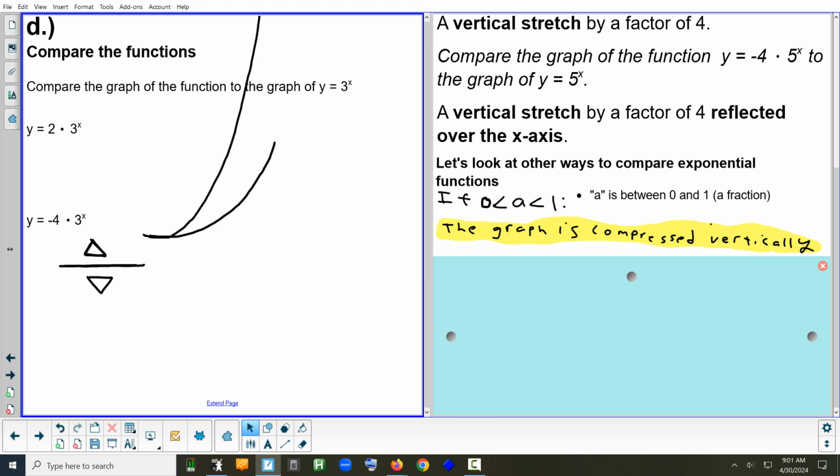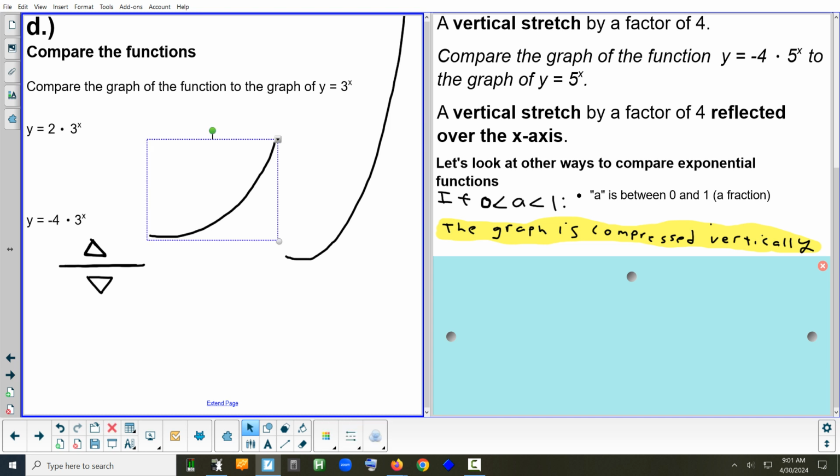And you notice with a vertical stretch, it causes it to be steeper. When you stretch it out, it gets steeper. If I compress it, it's going to squish it. Okay, it's going to get less steep. Let me show you what that looks like. Compression. So this is stretch. This is a compression. It's like I'm squishing it down. And notice what happened to it. It got a lot less steep. It still curves up, but it's not curving up as sharply.